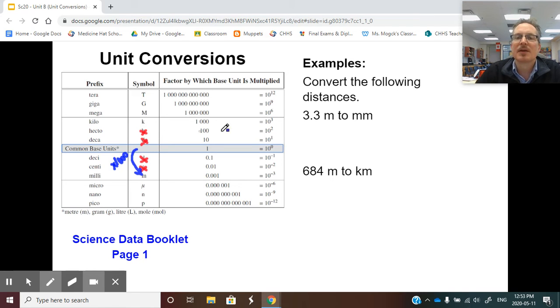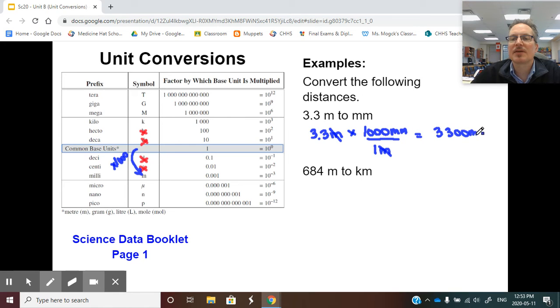You get the point? Okay, so we're going to go 3.3 meters. Now, the unit I want is millimeters, so I know there's 1,000 millimeters in 1 meter. So my answer is going to be 3,300 millimeters.